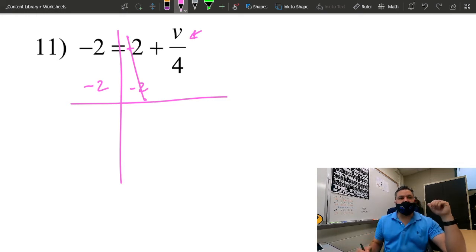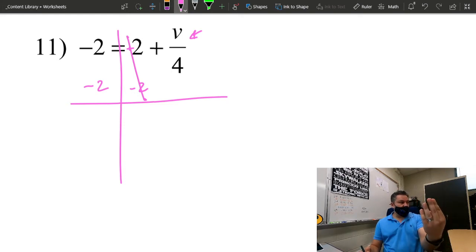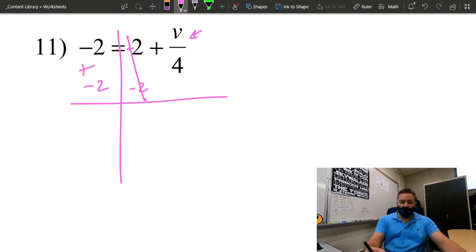This will cancel out. Now we have negative 2 minus 2. You're at negative 2, and then you're going to subtract 2. Are you going to move to the left or to the right? To the left. So is it going to be more negative? Yes. So basically you're just going to add them. What's 2 plus 2? 4, but it has to stay negative. Very good. Now, you're left with v divided by 4.